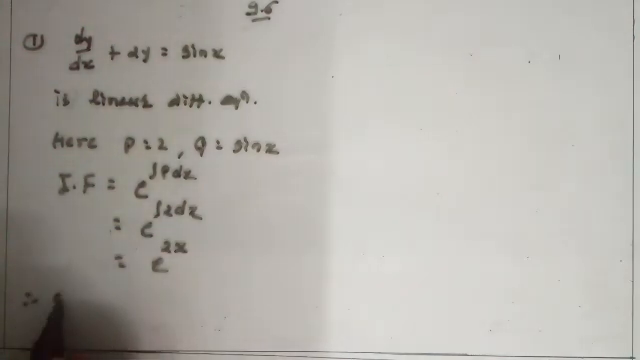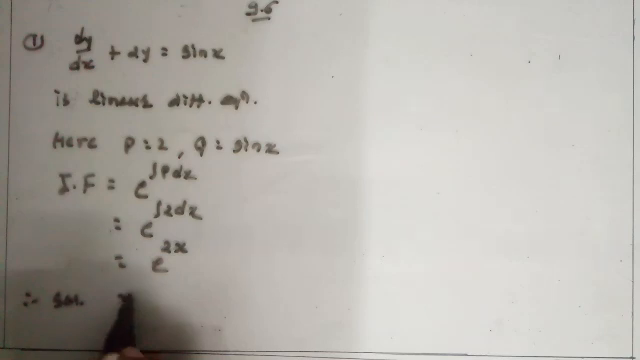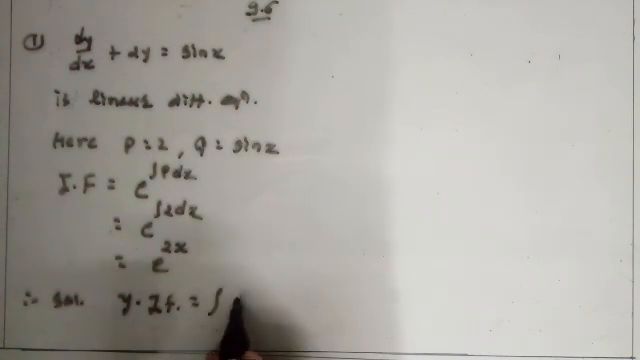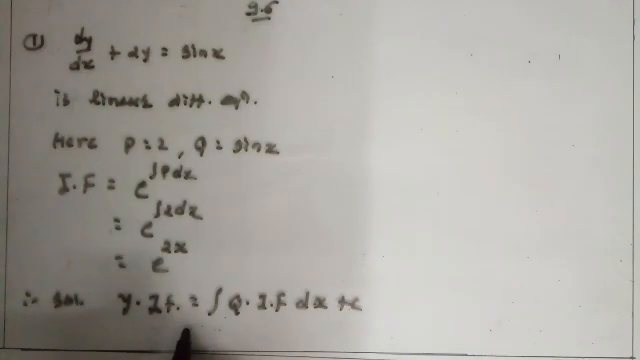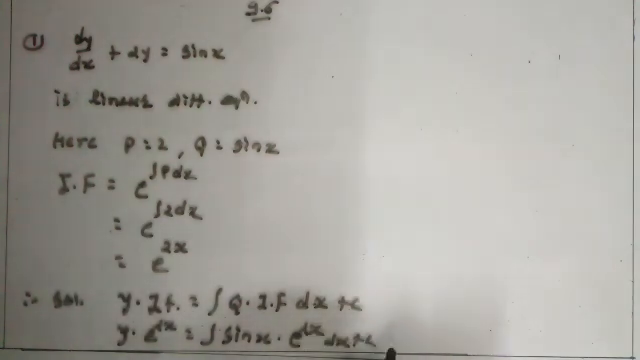So the general solution is y into IF is equal to integration of q into IF dx plus c. That is, y into e raised to 2x is equal to integration of q, here q is equal to sin x, times the integrating factor e raised to 2x dx, plus c. Clear? Now get the integration of this separately.